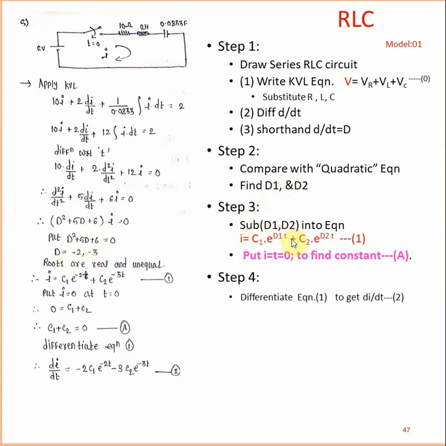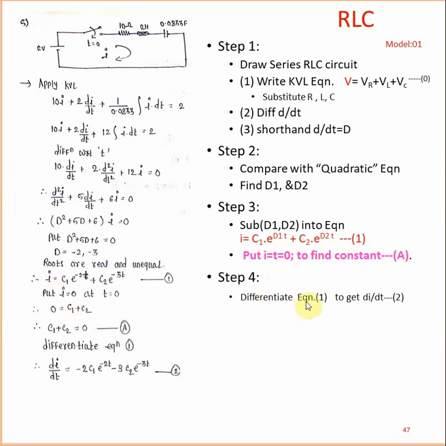Then substitute D1 and D2 into equation number 1: I is equal to C1 e power D1 t plus C2 e power D2 t. So this is the first equation. Then find the constants. How to find the constants? Put I is equal to 0 and t is equal to 0. Then 0 is equal to C1 plus C2. This is the A equation.